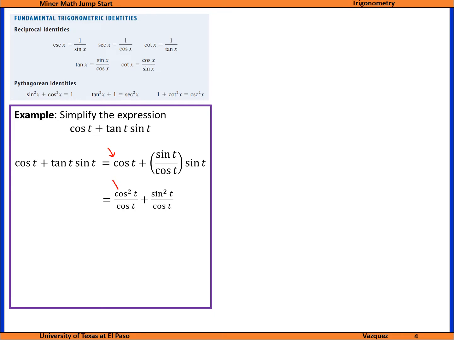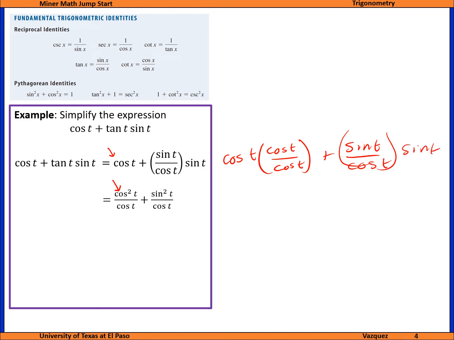So notice over here we have cosine t squared because we have 2 now over cosine t. In other words, we did cosine t times cosine t over cosine t plus, and then what was left, sine t times sine t. And right here we got cosine t squared over cosine t, and then the rest over here. And now we do that because we now have the same common denominator.